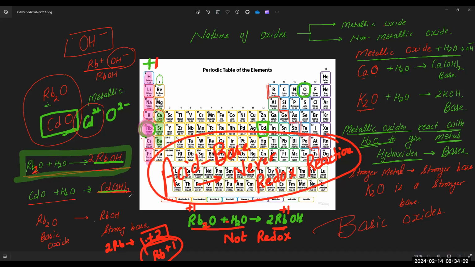Done? This part is done? You have written this line? If it repeats, can you answer? If I ask this question again, just see if you are doing an acid base reaction, and without doing anything, just say it's not a redox. Okay?